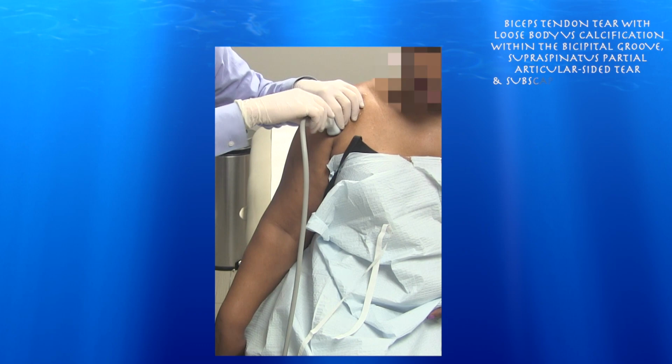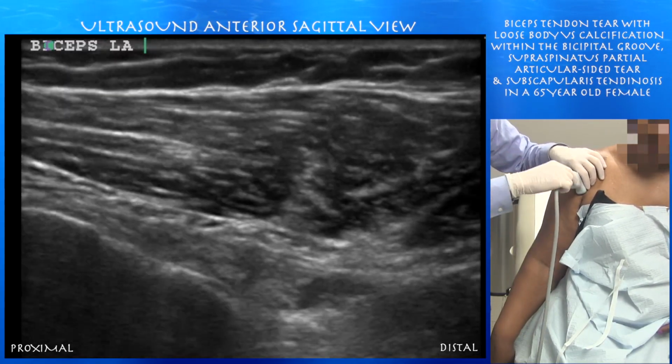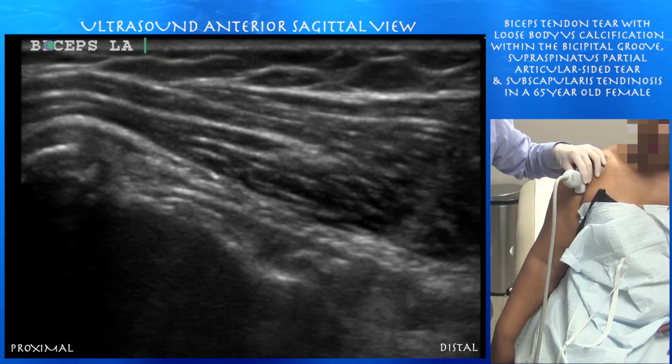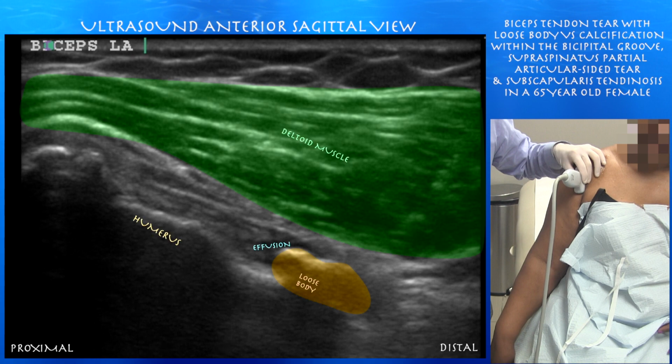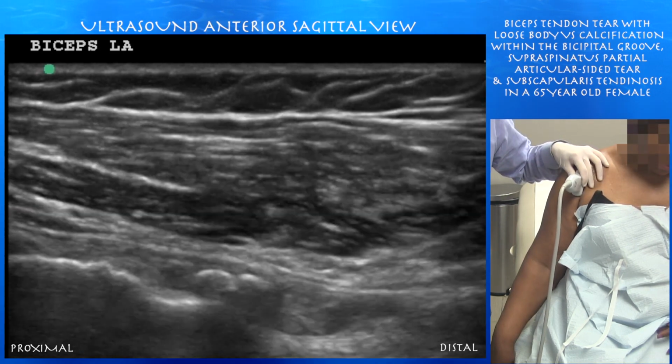I'm going to turn on this now. We're going to look at it in a long axis. Right side of the screen is distal. So here is that loose body within the bicipital sheath. And here you can see this bright hyperechoic line, which is essentially the loose body, or it could be calcification of a distal stump of the biceps tendon, because you really don't appreciate a biceps tendon proximal to that.